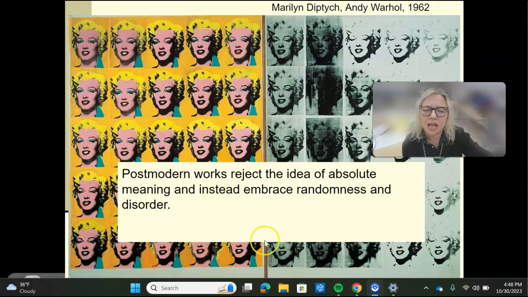Postmodernism works reject the idea of absolute meaning and instead embrace randomness and disorder. So you can see that here, the embracing of random disorder. Some of these faces we can't even make out, right? And while they're in some kind of rows, they don't all seem to be placed in just the right spot in just the right way.